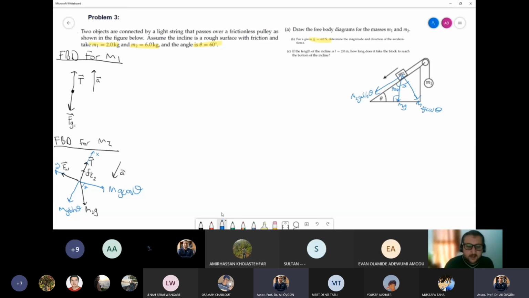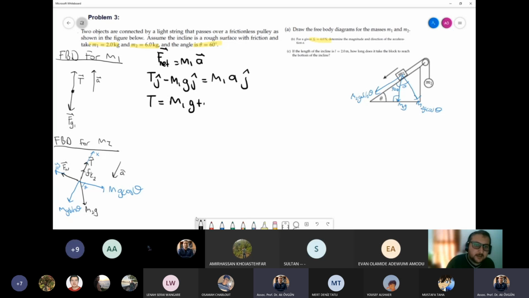After you draw the free body diagrams, now you can solve the problem. First, let's look at M1. F net equals M1a. What are the forces? T j hat minus m1g j hat equals m1a j hat. So from here, you can find that T is equal to m1g plus m1a.